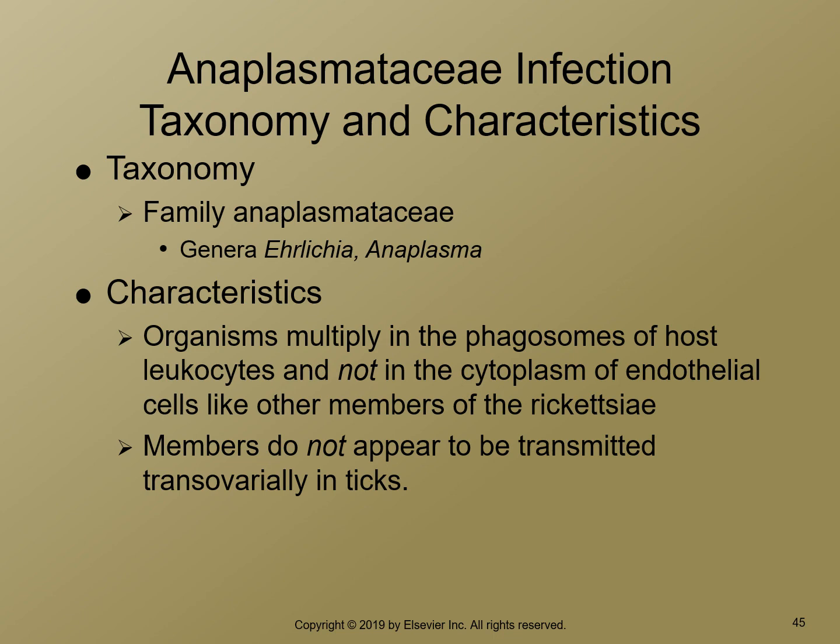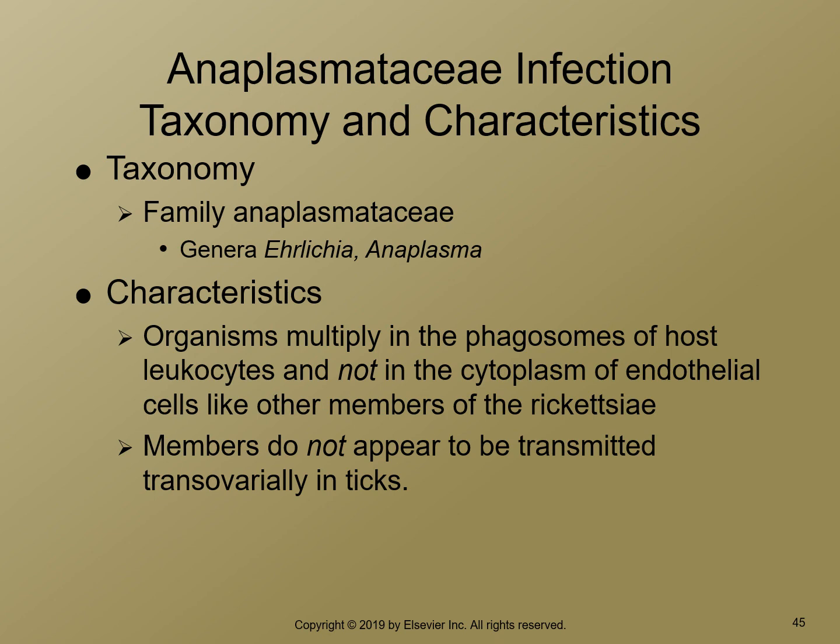The last zoonotic infection we'll discuss is from the family Anaplasmataceae. So the members of the genera Ehrlichia and Anaplasma are the most important pathogens in this family. Characteristics of these organisms include that they are intracellular parasites that multiply in the phagosomes of host leukocytes and not in the cytoplasm of endothelial cells. In addition, they are not transmitted transovarially in ticks.